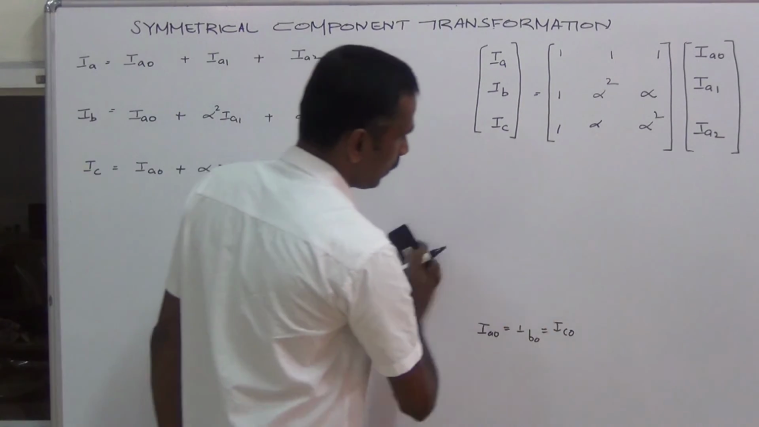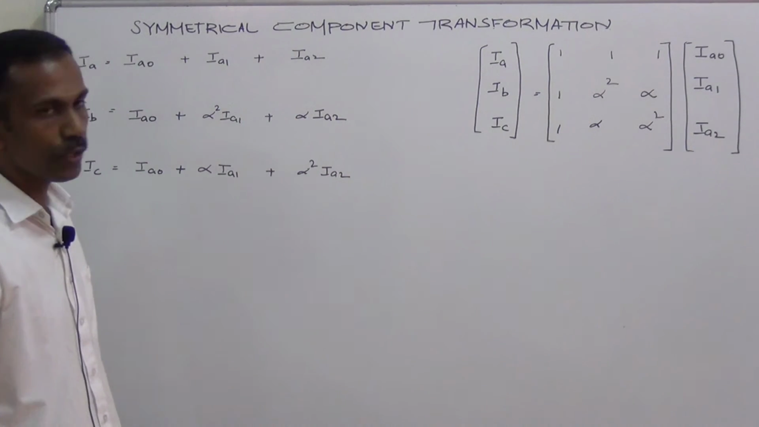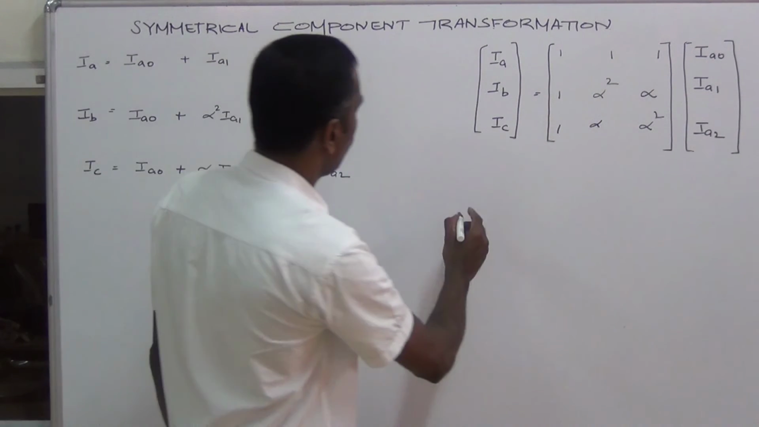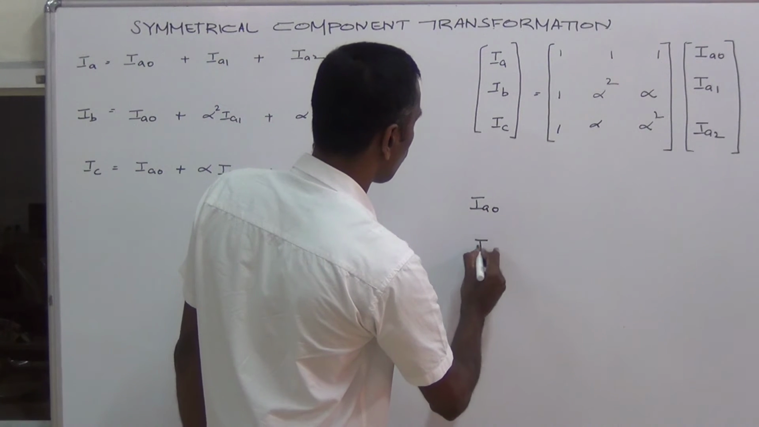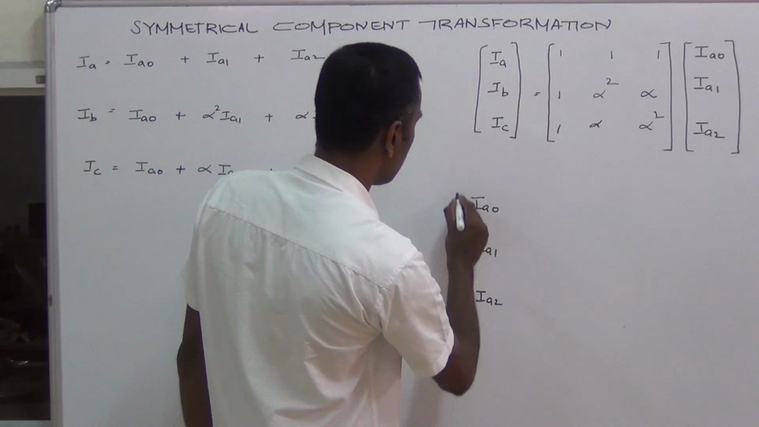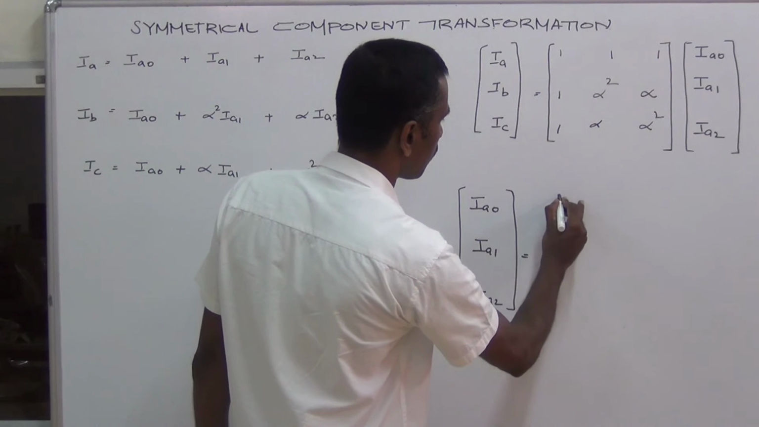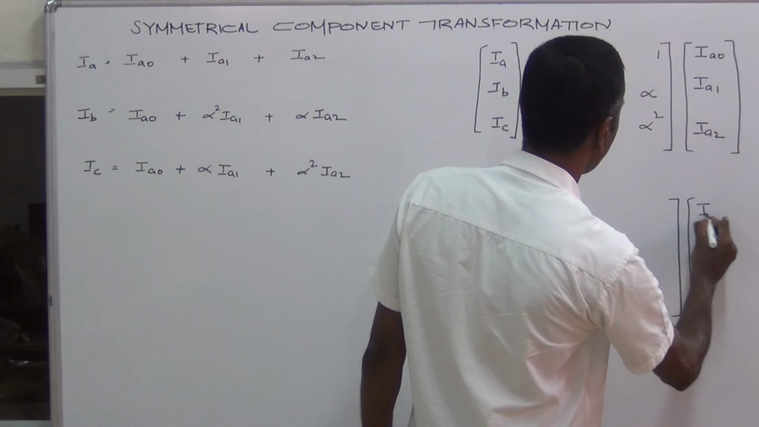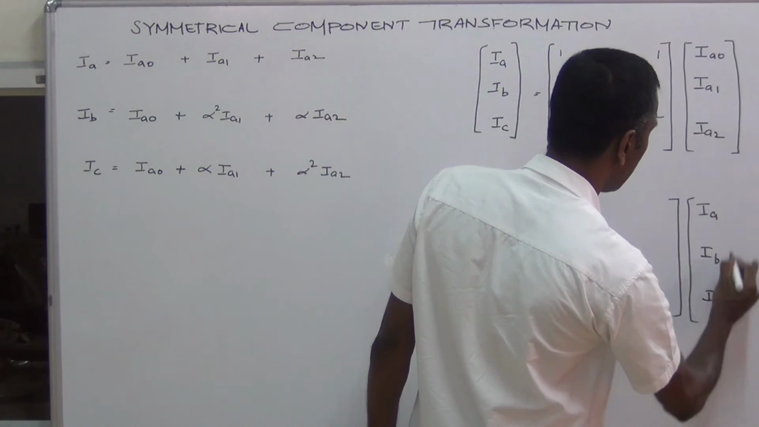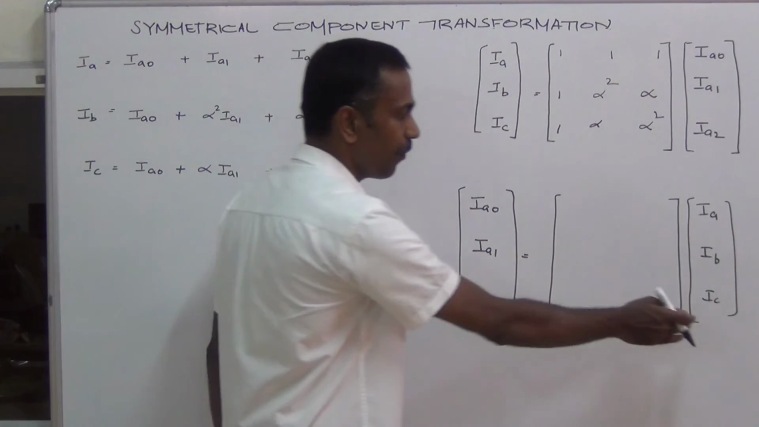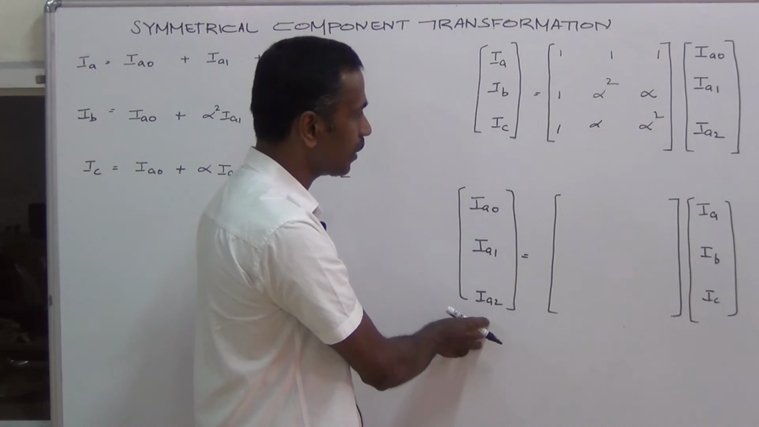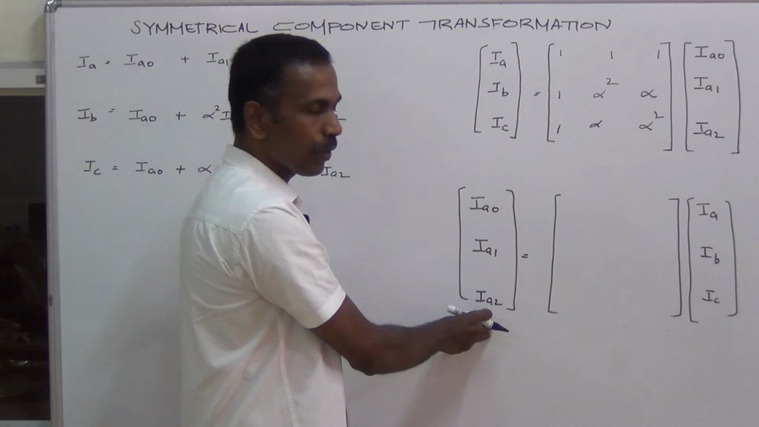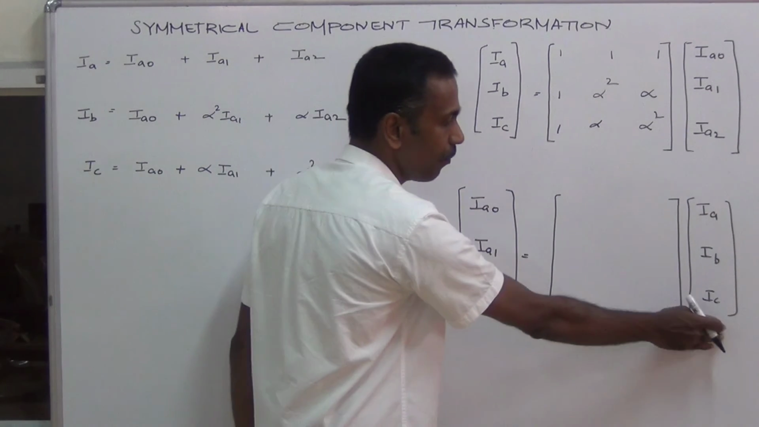Now we will write equations to find out the sequence components from phase components. Now we have to find out IA0, IA1 and IA2 when IA, IB, IC are given, these are the phase currents. When phase currents are given, how can we find out the sequence currents? Using this equation, we can find out the phase currents if sequence currents are given. Now we are going to find out some expressions to find out the sequence currents from phase currents.